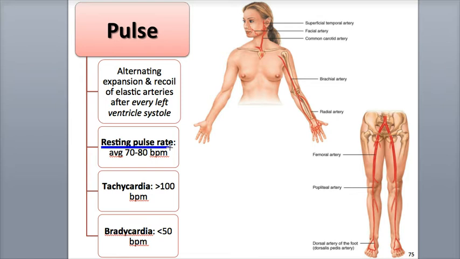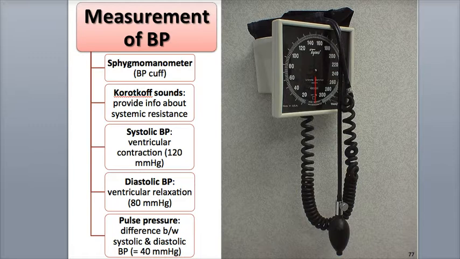Resting pulse rate is usually similar to the resting heart rate, an average of around 70 to 80 beats per minute. A rapid resting heart rate or pulse rate exceeding 100 beats per minute is called tachycardia. A slow resting heart rate or pulse rate below 50 beats per minute, often seen in endurance athletes like marathon runners, is called bradycardia.